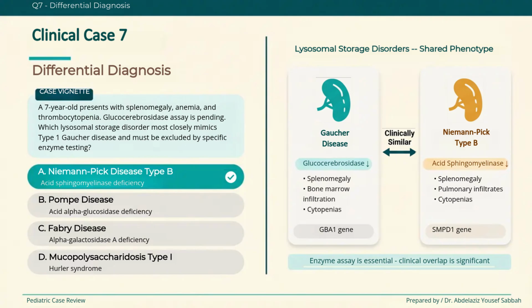Clinical Case 7. A 7-year-old presents with splenomegaly, anemia, and thrombocytopenia. The glucocerebrosidase assay is still pending. Which lysosomal storage disorder most closely mimics type 1 Gaucher disease and must be excluded by specific enzyme testing? Option A, Niemann-Pick disease type B, which is acid sphingomyelinase deficiency. Option B, Pompe disease, which is acid alpha-glucosidase deficiency. Option C, Fabry disease, which is alpha-galactosidase A deficiency. Option D, mucopolysaccharidosis type 1, also known as Hurler syndrome.